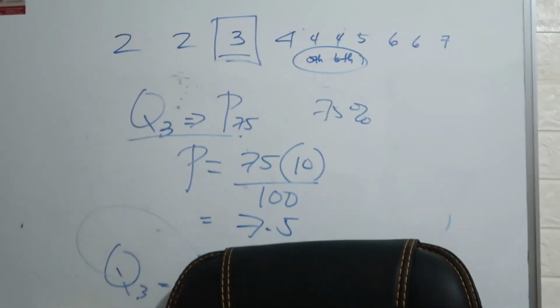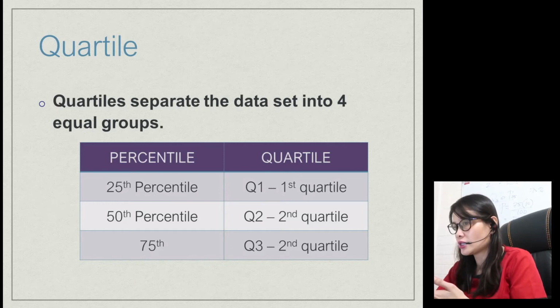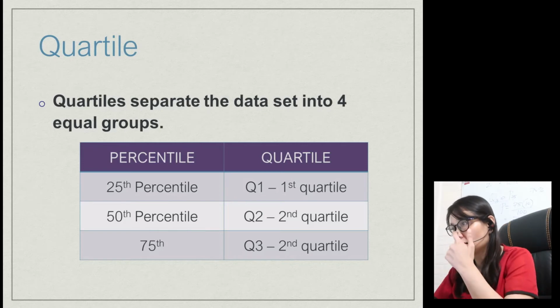So that's how we compute for the percentile. 20th percentile is the same as decile 2, 50th percentile is the same as decile 5, and 70th percentile is the same as decile 7. Deciles separate the data set into 10 equal parts. Quartiles separate the data set into 4 equal parts. Percentile 25 is the same as the first quartile, percentile 50 is the second quartile, and percentile 75 is the same as the third quartile.